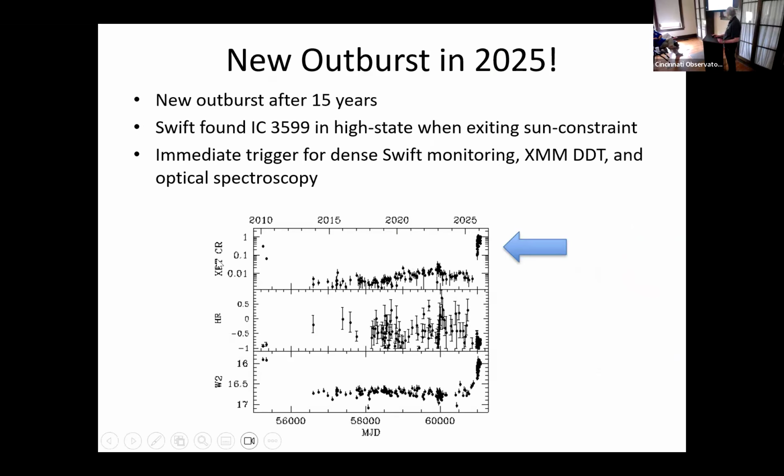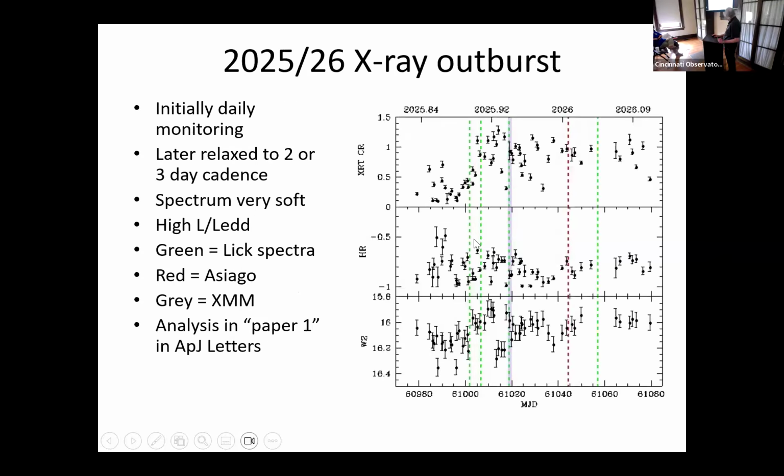So this is the XRT count rate. This is the UV emission, and you can see there's maybe some hint already there before the Sun constraint that the source became slightly brighter. And it significantly increased in the UV as well as in X-rays. That's the follow-up that we had immediately.